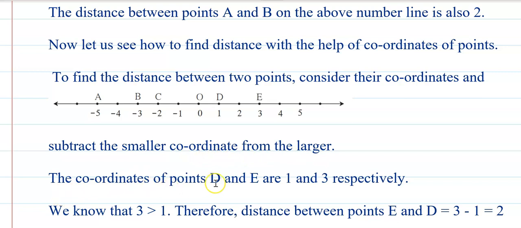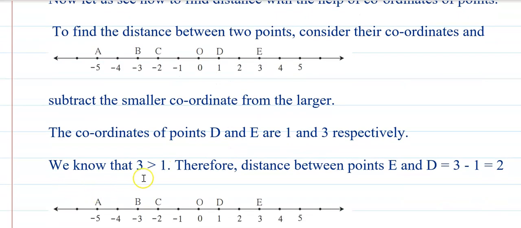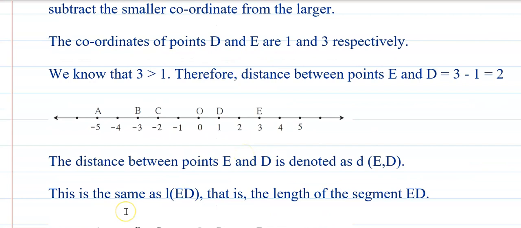The coordinates of the points D and E are 1 and 3 respectively. D denotes 1 and E denotes 3. Now here we know that 3 is greater than 1. Therefore, the distance between points E and D is equal to 3 minus 1, that is equal to 2. Therefore, the distance ED is equal to 2. It is also read as the length ED.